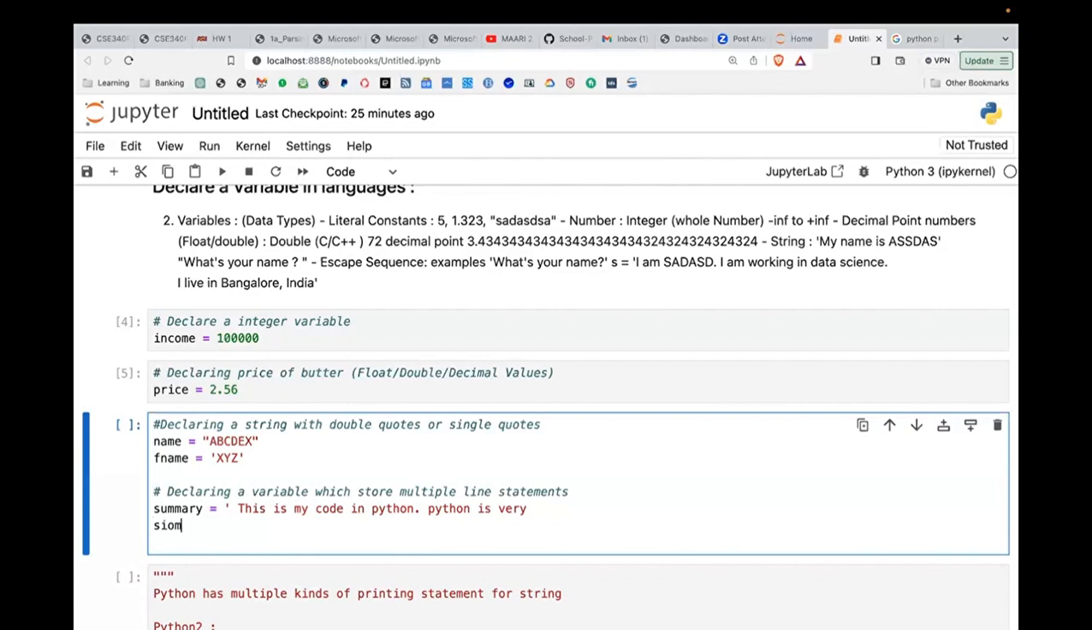Python is a very simple language. I wrote it in single quotes only, but as soon as my line ends, Python is not continuing the same line. It is generating an error here. You can just see this.